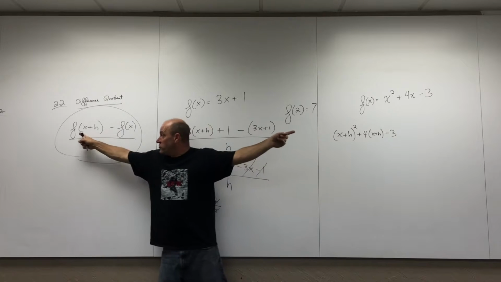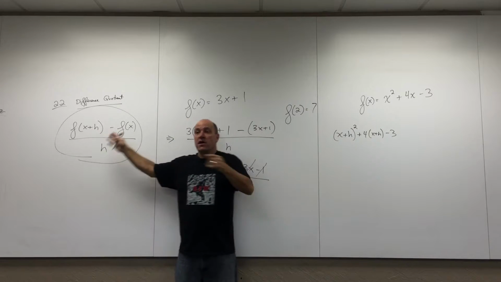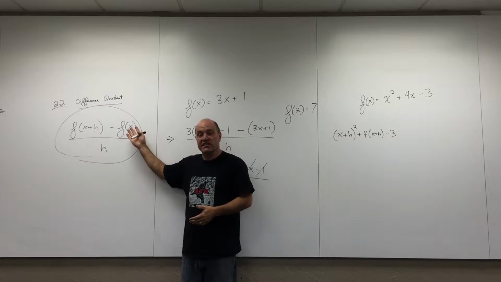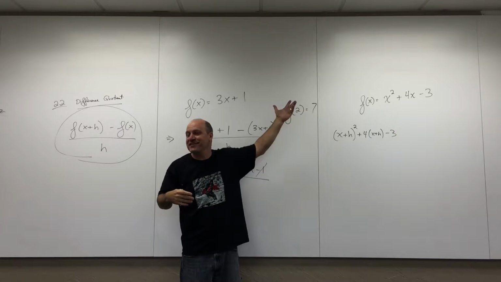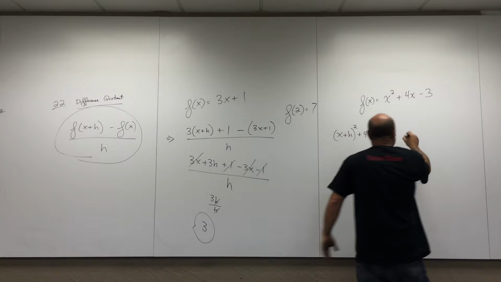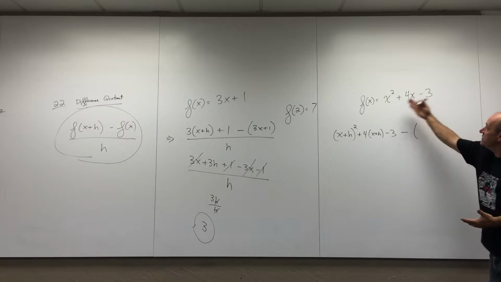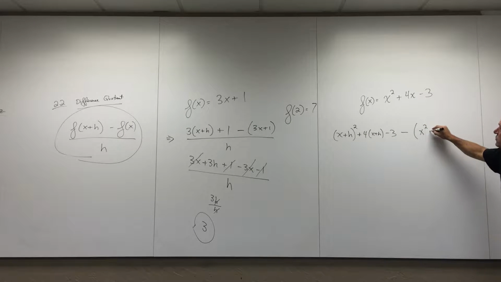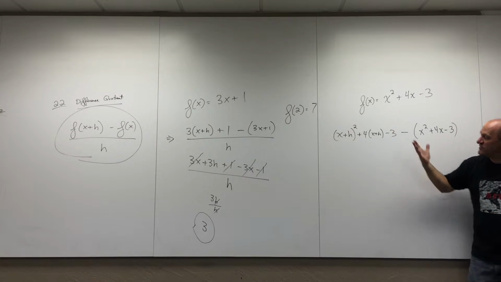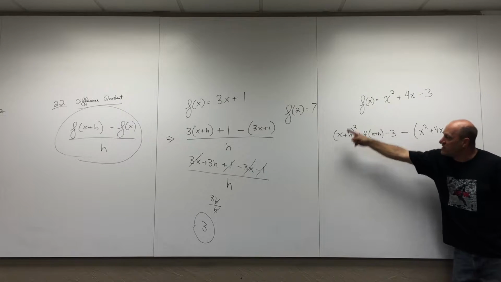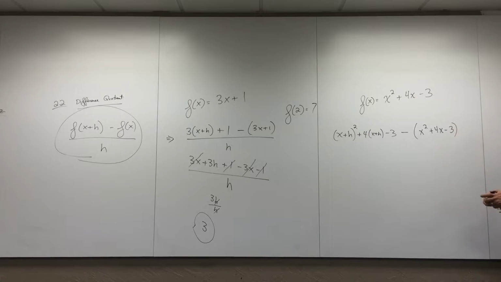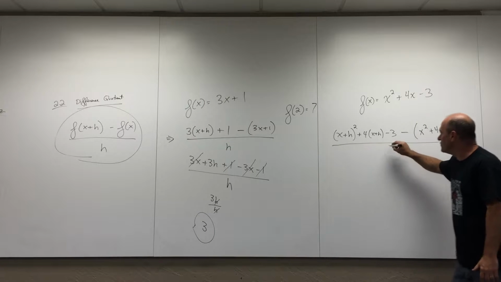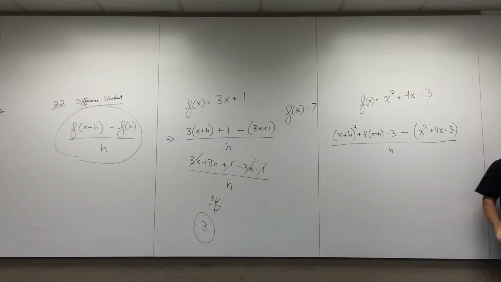And that's the first part of this. What do I do next? Minus the function itself, just the function with an x in it. So now I have to minus the function itself. Okay. Are you guys okay? Can you see that that's f of x plus h minus f of x all over h? And you have a mess on your hands now.